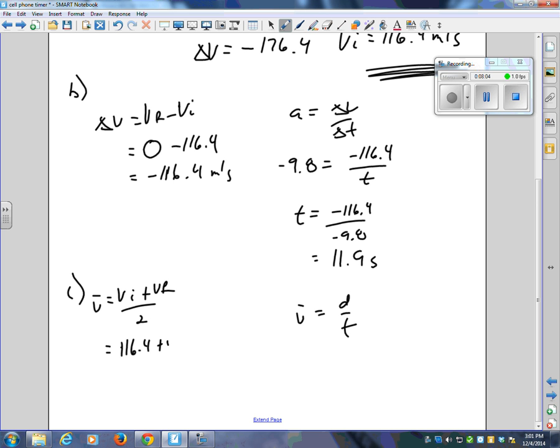116.4 plus 0 at the top divided by 2, which is 58.2, right? So now that 58.2 goes over here. D, the time is 11.9.